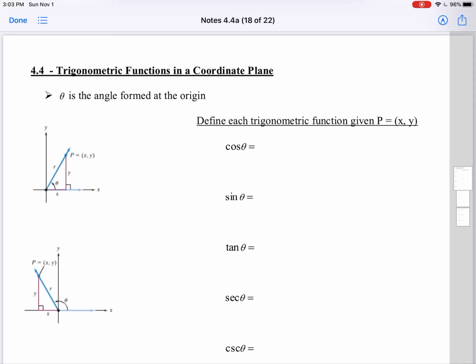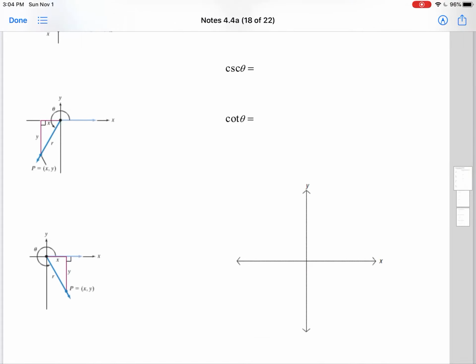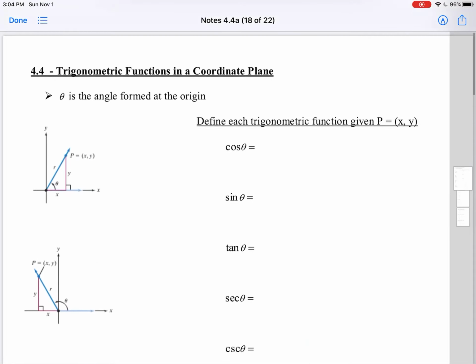All right, so we're going to be talking about the trigonometric functions in a coordinate plane. So we're going to take our trig functions that we talked about last class, our cosine, sine, tangent, secant, cosecant, and cotangent, and now we're going to relate it to our normal x and y graph. The good news is it's going to be the same x and y graph. We're just going to rename it a little bit, but we'll talk about that.